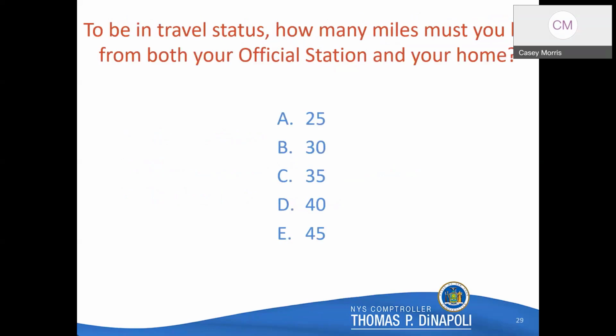Next question. To be in travel status, how many miles must you be from both your official station and your home? Is it 25, 30, 35, 40, or 45? I'm seeing a lot of C's again. And I will confirm that yes, C is the correct answer for this one as well. When employees are on assignment at a work location more than 35 miles from both their official station and their home, they're considered to be in travel status and are eligible for reimbursement of travel expenses in accordance with the OSC Travel Manual.